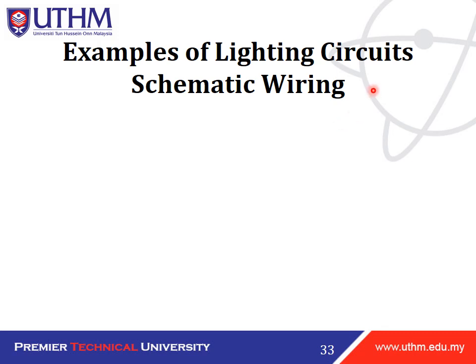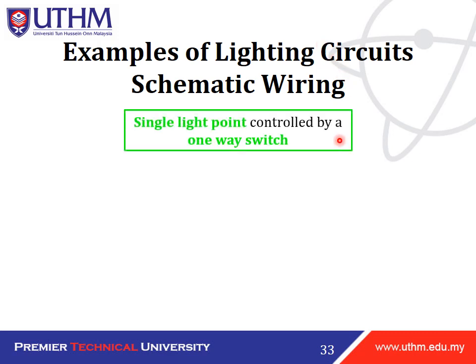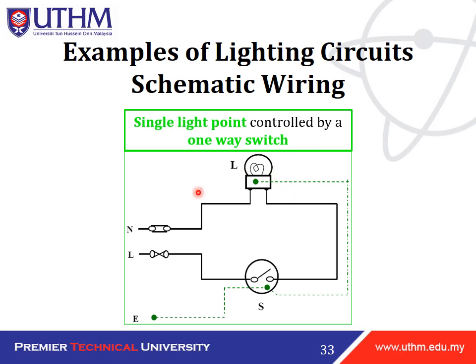Okay, we will continue our lecture on chapter 2. So, there are many types of lighting circuit that can be designed in our building. For example, we have a single light point controlled by a one-way switch. So, this is the circuit of the lighting. We have one light point here and also one-way switch here. To turn on the light, we need to turn on the switch, so that when the switch is turned on, the light will be on.